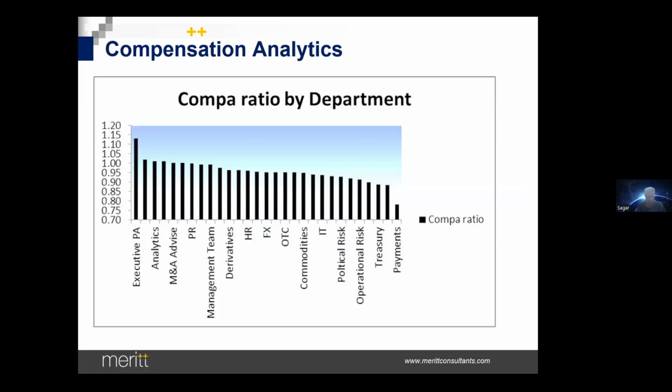Here, whose comp ratio is the highest? Which department's comp ratio is the highest? Executive PA. Executives, right? And whose is the least? Payments. Payroll guys, payment guys. So with comp ratios, you know exactly, because wage cost is a very, very important metric, which we will be doing tomorrow: employee cost to revenue.